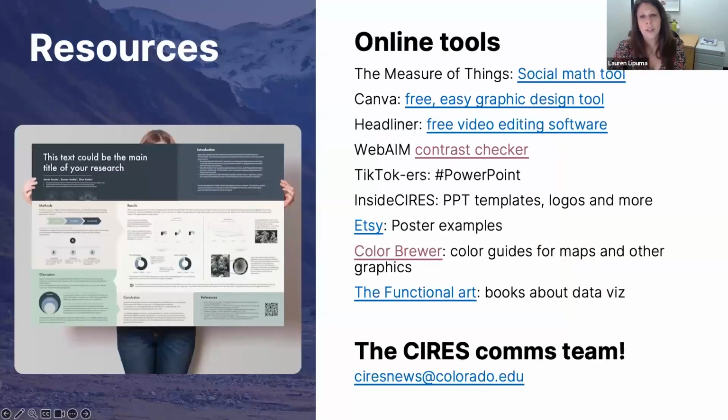And then again, here are some resources. Some of these I've just showed you: the Measure of Things for social math, Canva. Headliner is a free online video editing software if you're interested in creating some videos and you don't have a subscription to something like Adobe. The WebAIM contrast checker. If you go on TikTok or Instagram and search hashtag PowerPoint or Keynote or slides, whatever you're looking for, so many amazing quick tutorials will come up. A lot of those videos are 30 seconds or less, and you will learn so much.